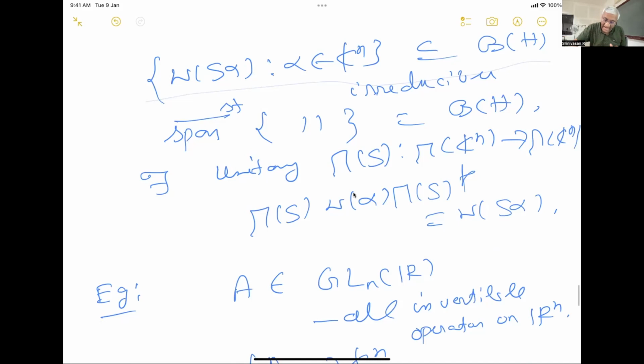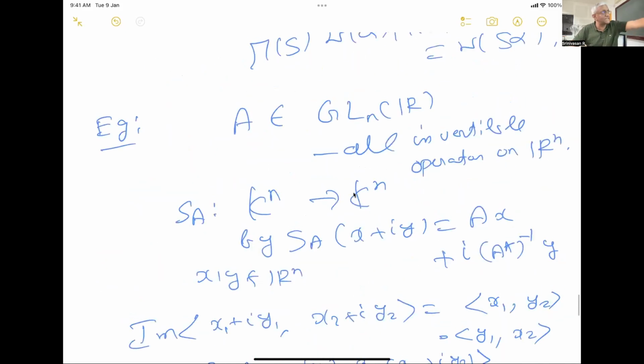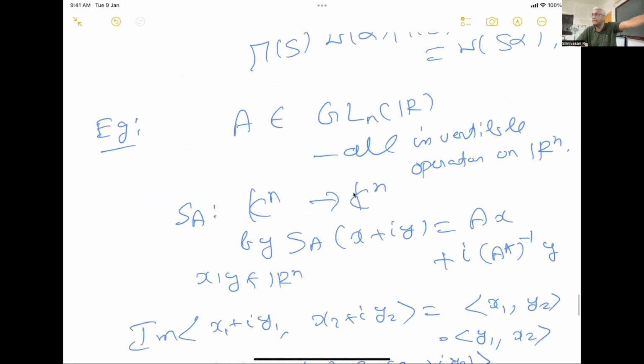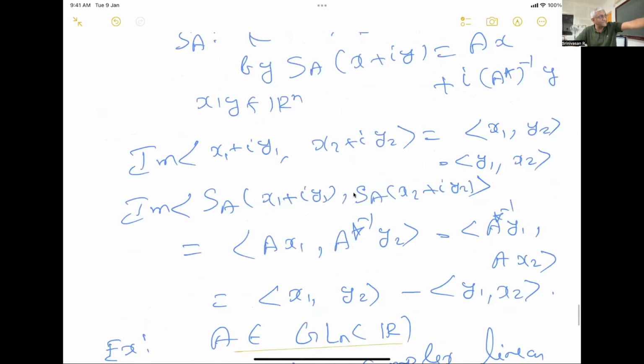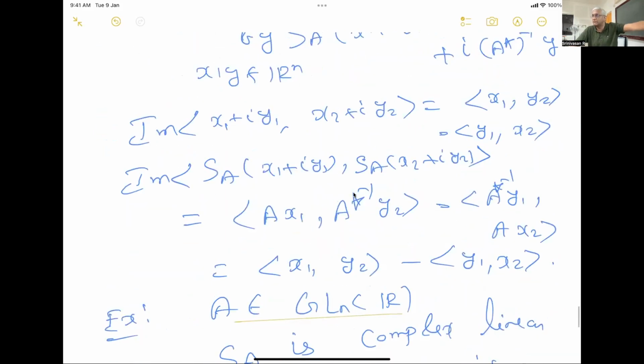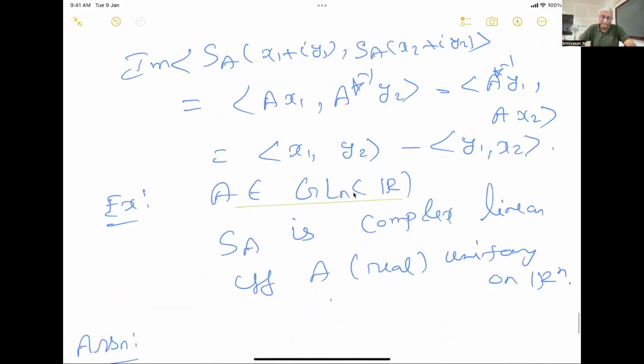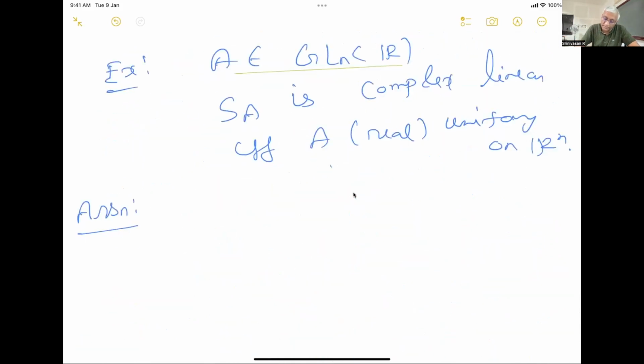But for this A, given A, an invertible operator, we get an SA which satisfies this thing. SA is also invertible, of course. Clearly, that's also invertible, and that is real linear. It's only real linear. It's not complex linear. And it preserves the imaginary part of the inner product. So I want to give the precise, concrete gamma of SA.